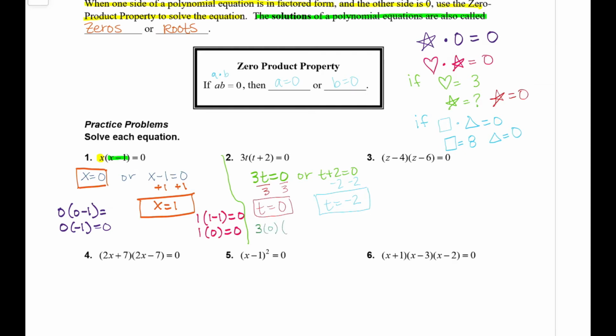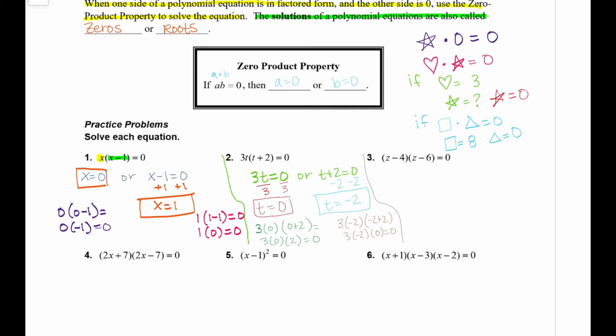If I put 3 times 0 for the first part, and 0 plus 2 inside the parentheses, if we plug the 0 in, we get 3 times 0 times 2, and anything times 0 is going to equal 0. Now if we put a negative 2 in, 3 times negative 2 times negative 2 plus 2. Negative 2 plus 2 gives us 0, and 3 times negative 2 times 0 is all going to equal 0.